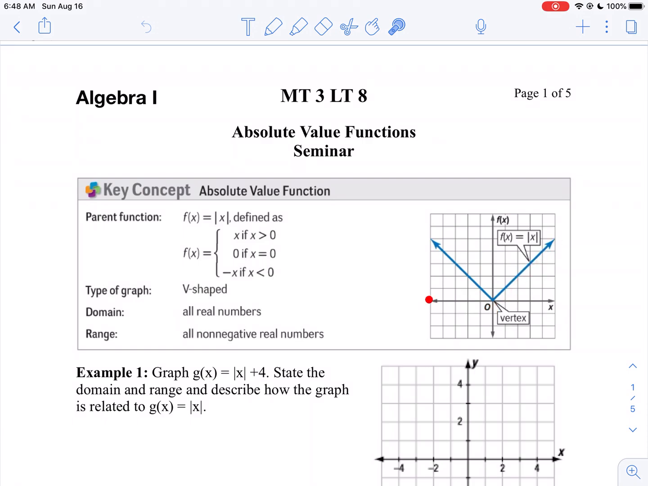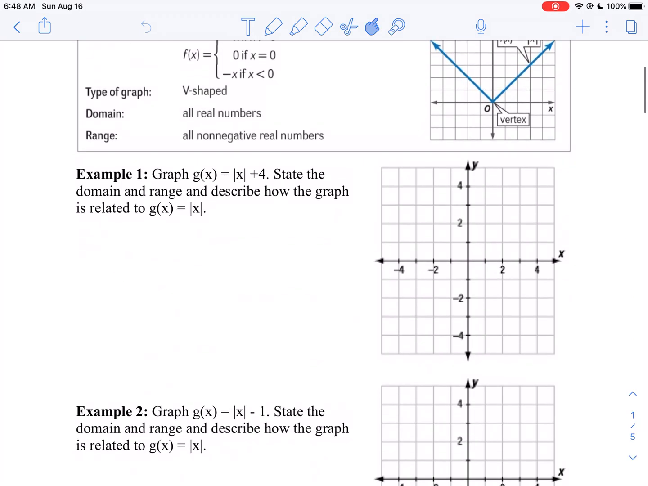The domain can be any number in the world, all real numbers, and the range is going to start at the vertex. The vertex is the point where you get your absolute value. If we take a look at a translation here, we want to graph the absolute value of x plus 4. Well, let's make a table.